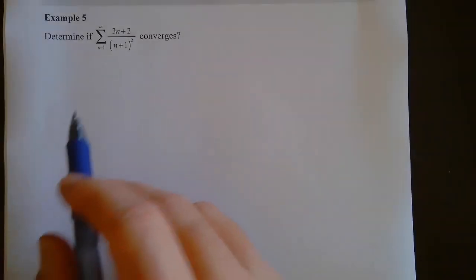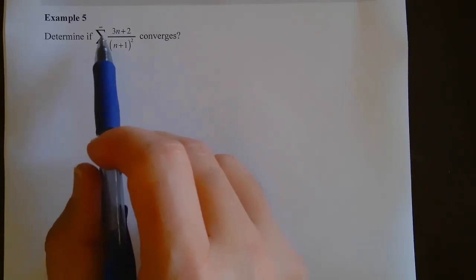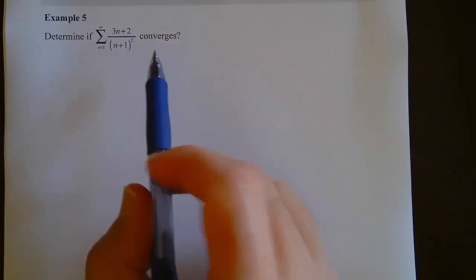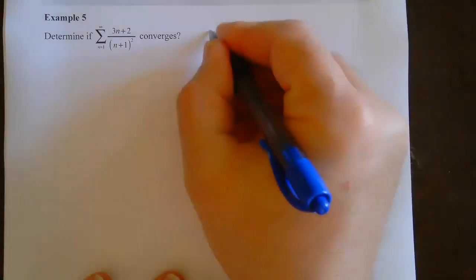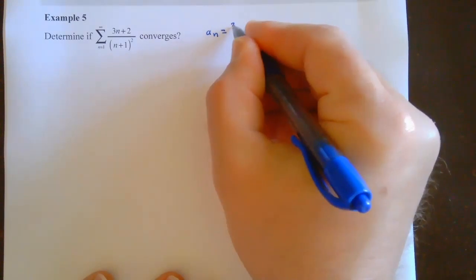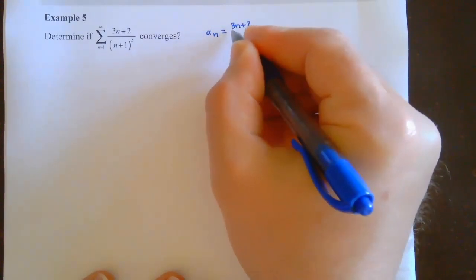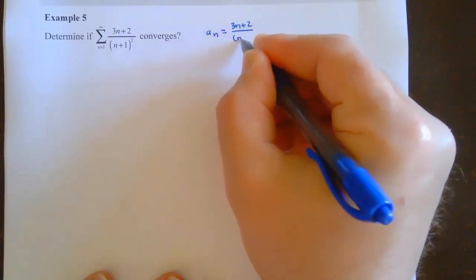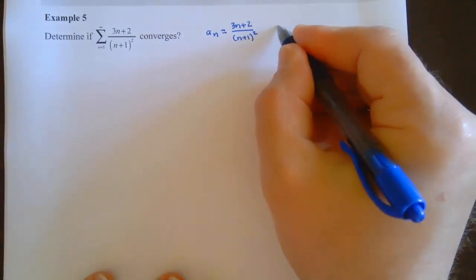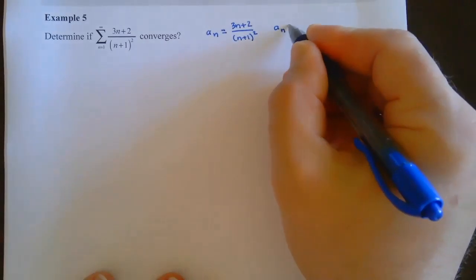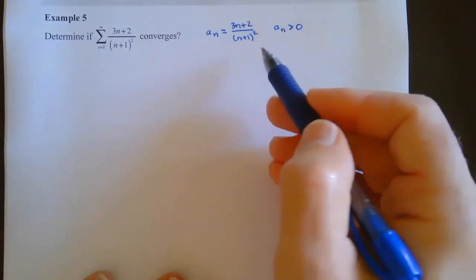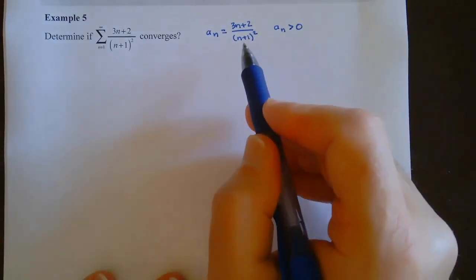All right, so determine if the sum from n equals 1 to infinity of (3n plus 2) over (n plus 1) squared converges. So our a sub n is equivalent to (3n plus 2) over (n plus 1) squared. And what do we know? a sub n is greater than 0. It's positive for all n greater than or equal to 1.